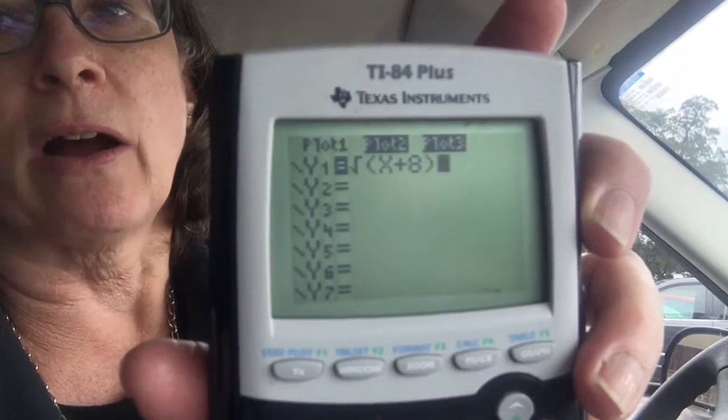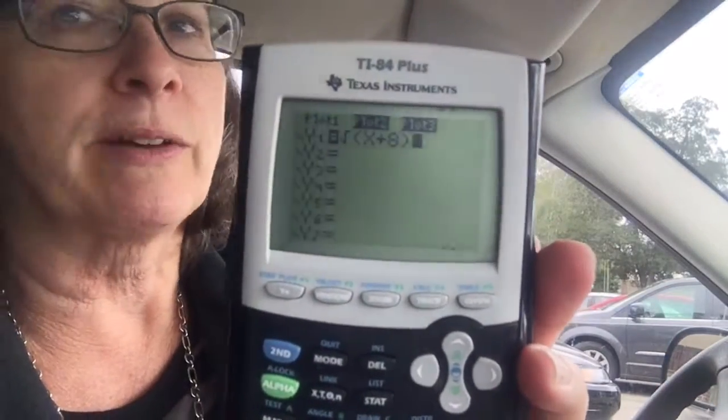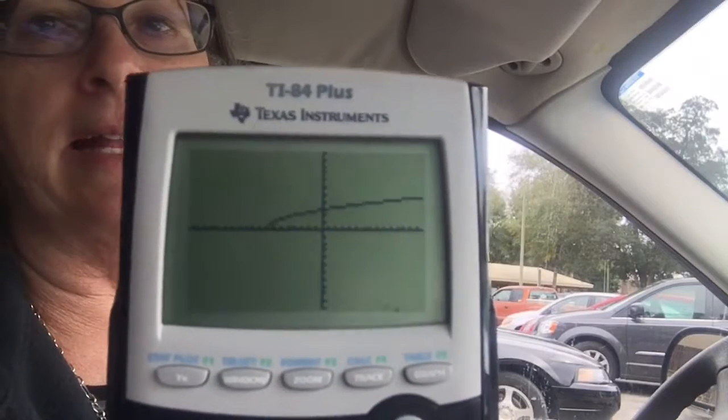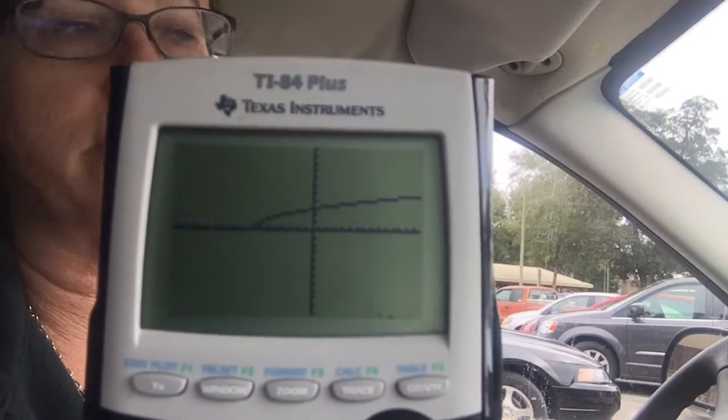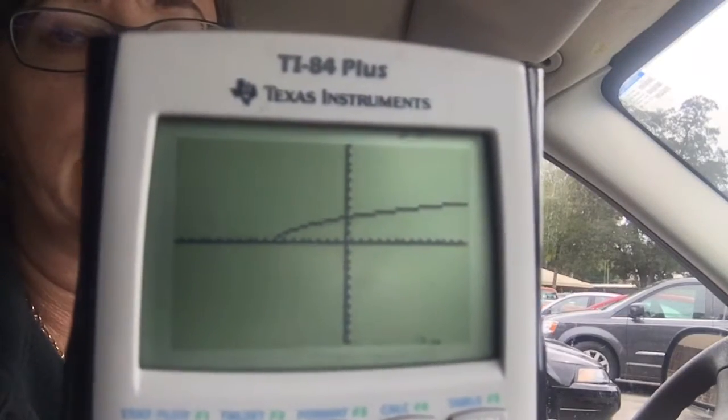Okay, so I've got it all under the parenthesis, but the parenthesis doesn't really go over the whole thing. It's just kind of in front. But because you've got that paren, it's going to graph it. So I'm going to hit the graph button, and you can see that it's going off to the right from a negative 8. That's what it should look like.